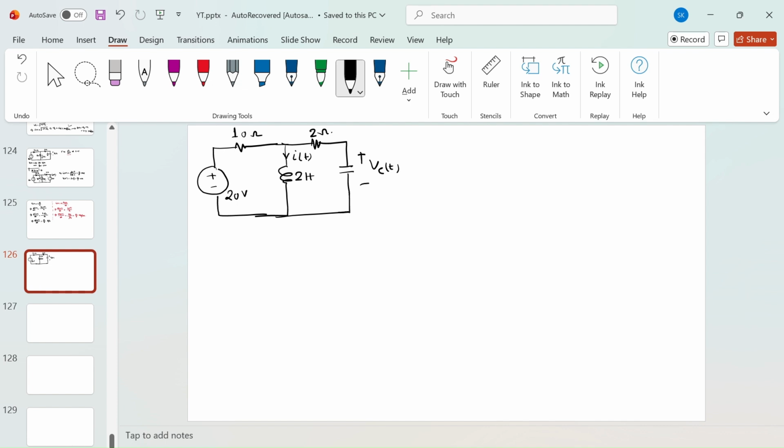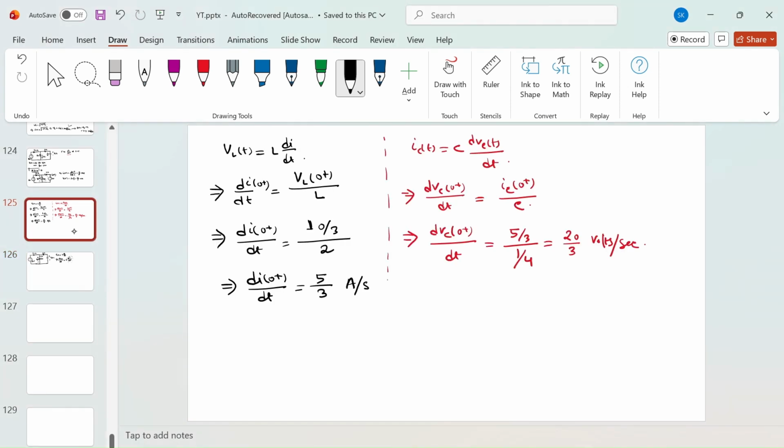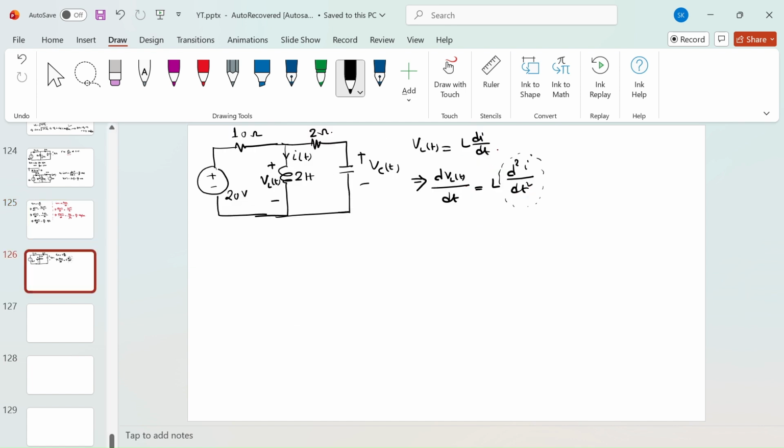So what I can do, the voltage that is appearing across the inductor is VL of t, and VL of t is simply L di by dt, and we have to find out the d2i by dt square. So if I take the derivative of this equation, dVL by dt is equal to L d2i by dt square. So to find out this quantity at t equal to 0 plus, if I can find out dVL by dt at 0 plus by L, then it will be easy for us. I know di by dt, but I don't know dVL by dt. So I have to approach in some different way. And this particular current is IC of t.